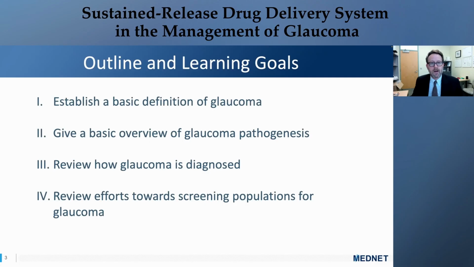First, to give a brief outline of the presentation and present some learning goals, I'd like to just establish a basic definition of what glaucoma is and give a basic overview of glaucoma pathogenesis. Then I'll give a really brief introduction on how we diagnose glaucoma, because that will lead into a review of some of the efforts that we've taken towards screening populations so far for glaucoma.